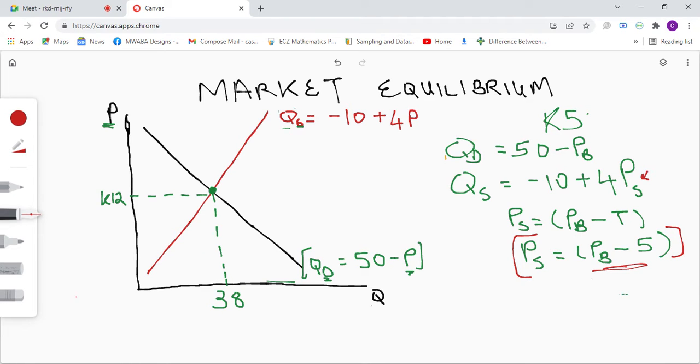So our new supply function is going to become negative 10 plus 4 times PB minus 5. Now we can expand this expression.